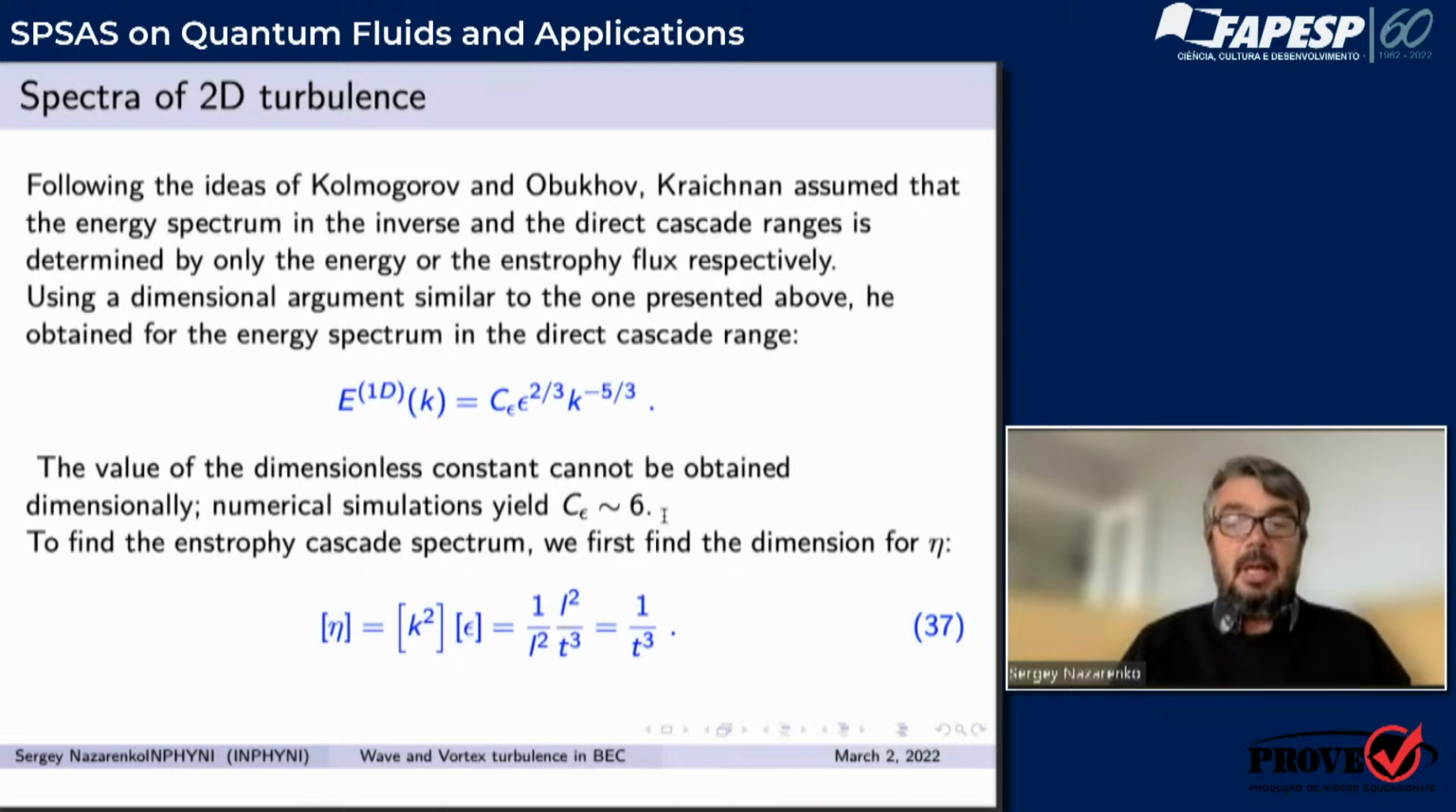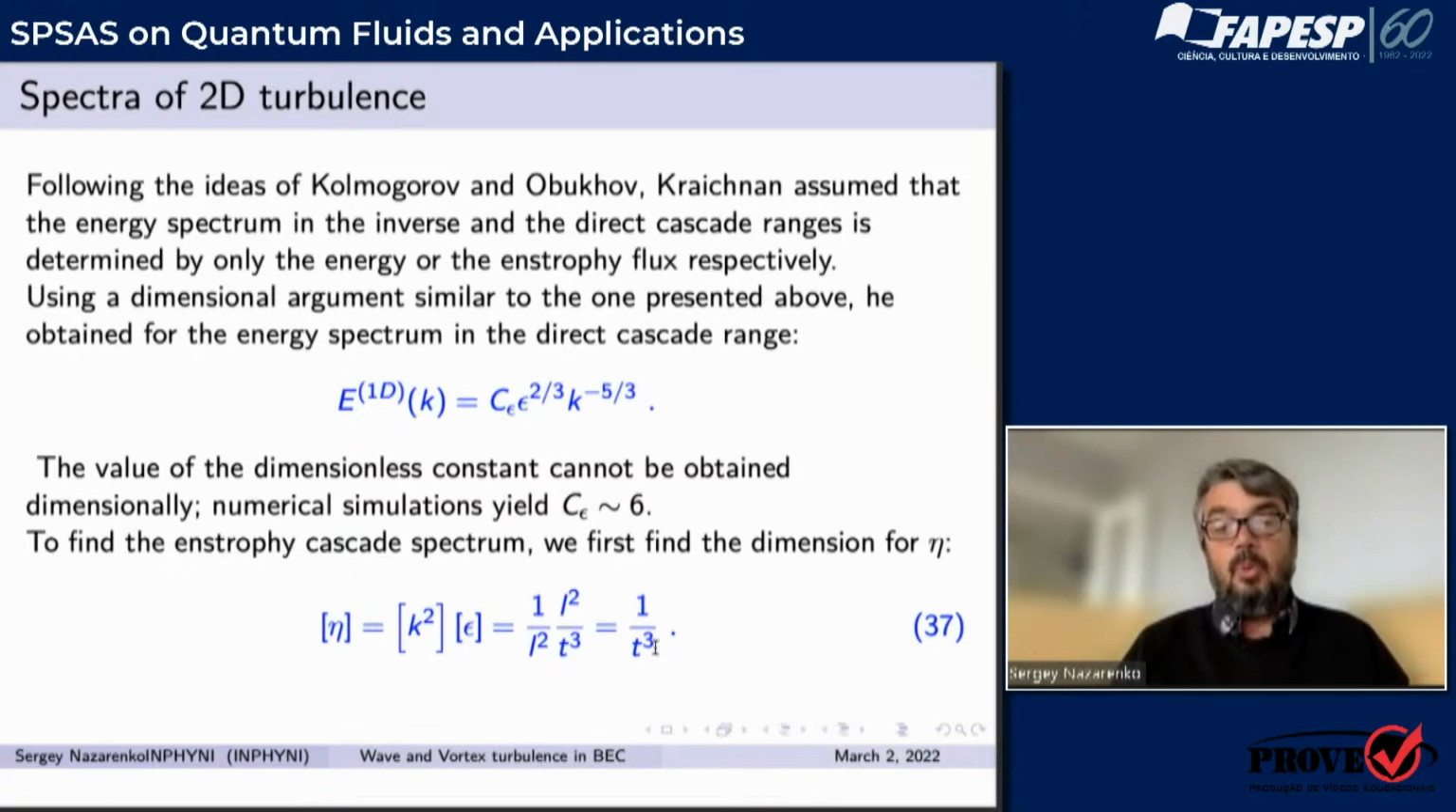Okay. Now let's apply the same argument to the forward cascade of entropy. Assuming that the only dimensional parameter relevant in this case is the cascade rate of the entropy, because energy doesn't cascade in this range. Dimensionally, because of the K squared factor again, the dimension of eta is K squared times the dimension of epsilon, which means that it has only a dimension of time, 1 over T cubed.